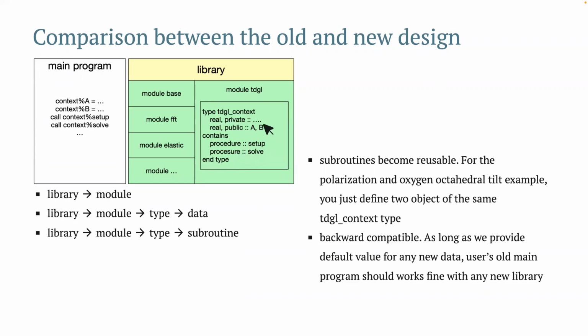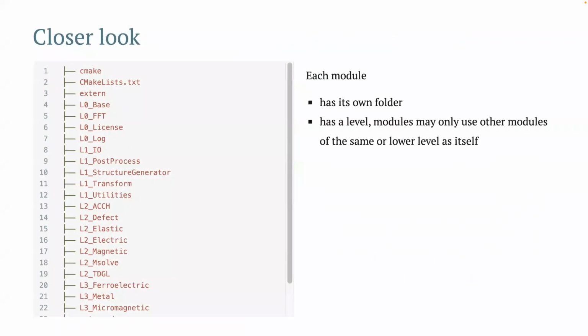And with this design, it is also much easier to keep backward compatible, because now all of the data being used by these subroutines are just data within this type. So as long as we have a default value for these data in the types, any old main program should just work fine with the newer library design. Okay, so that's a rough structure of the new design, and let's take a closer look.